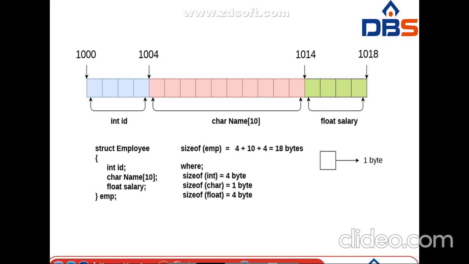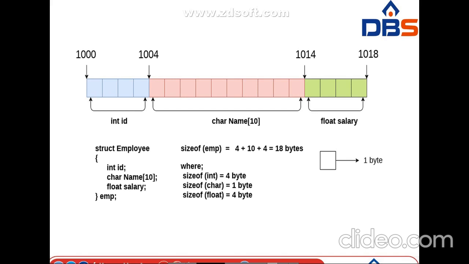In this struct employee, for the integer id we allocate 4 bytes, because an integer occupies 4 bytes. The second data type is char name of 10. A character generally occupies 1 byte only, but here the maximum size is 10, so it occupies 10 bytes, that is 1004 to 1014, totally 10 bytes.